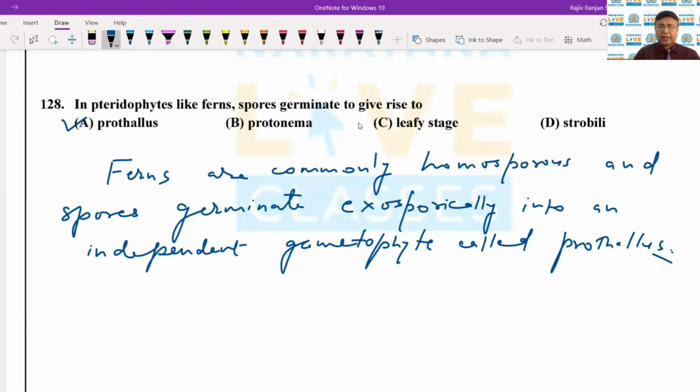Protonema is a leafy stage that is found in the mosses. This leafy stage is also found in the mosses. Strobili are the characteristic feature of the non-ferns like Selaginella, Lycopodium, as also Equisetum.